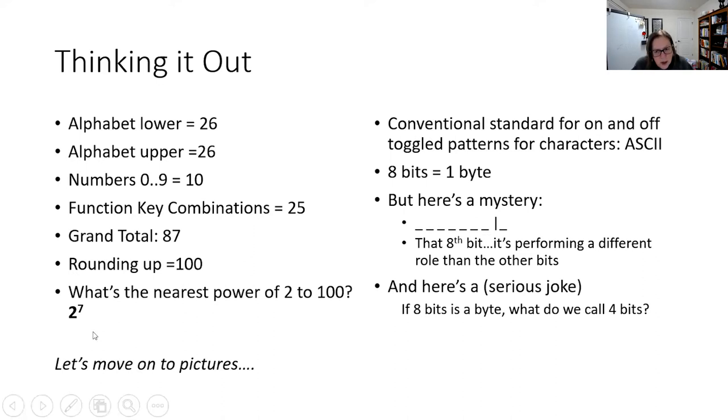Why is a byte 8 bits then, when only 7 of them are working to help me with text? This is a connection to networking and internet and security. You will learn that this 8th bit is performing a different function than its previous 7 friends. That 8th bit is something called a parity bit. So when you get to that content in your course materials, please make the connection back to 8 bits.